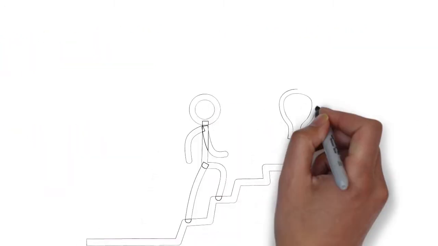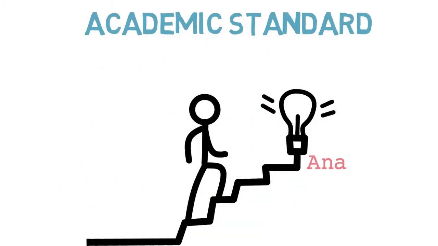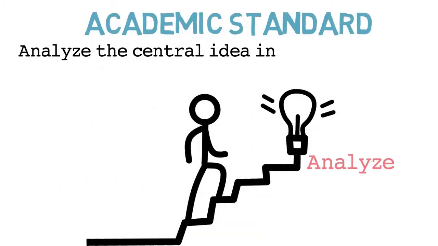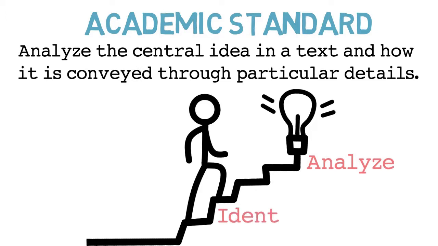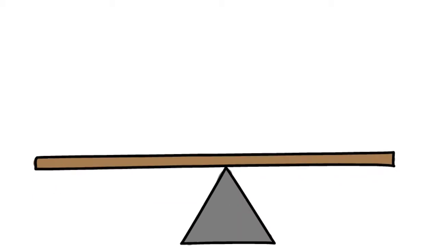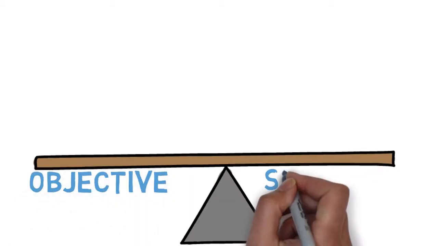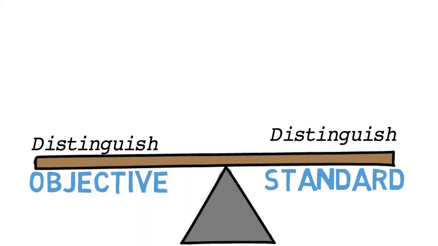We also want our verbs to be cognitively appropriate. If your standards are asking students to analyze the central idea, that's different than identifying the central idea, even though students need to be able to do both. Always make sure the verbs in your objectives match the cognitive level of the standards.